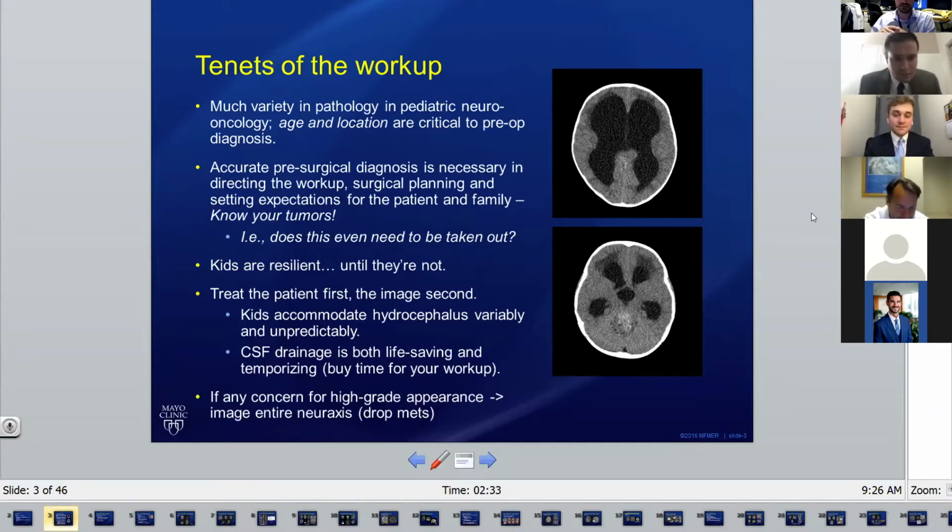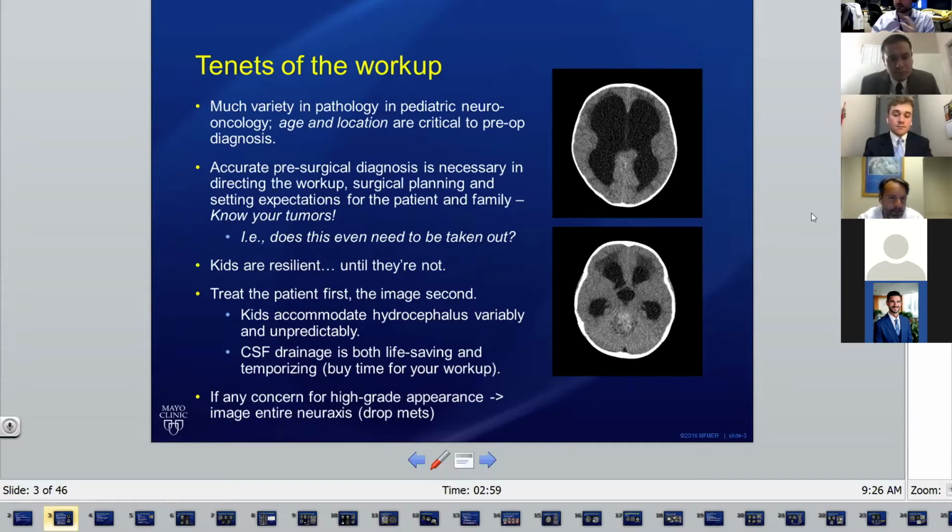This is necessary to know whether the patient needs surgery at all, and if so, how you should go about approaching it. The way I think about these tumors when I first see them is that kids are resilient until they're not. If you look at the image on the right, for instance, this young child has very severe hydrocephalus. There is a very wide dilation of the third ventricle and the temporal horns, but we don't really know what to do about this patient until we have an idea of the acuity.